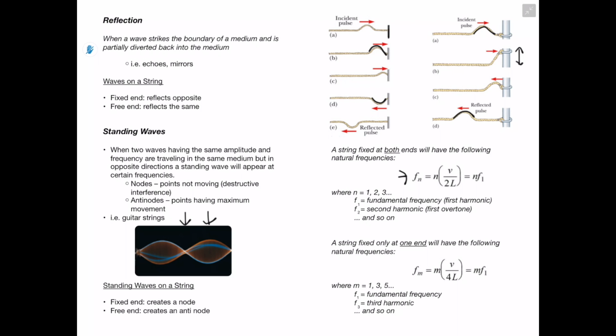And for instance, if we were to plug in 1 for n, it would give us our fundamental frequency, or our first harmonic. If we were to plug in 2, it would give us our second harmonic, also called the first overtone. And then for a string that's fixed at only one end, which isn't as common, but we still need to know what happens, we would want to use this equation here, and we would plug in values for m like 1, 3, or 5. We would want to skip our even values, and basically when we plug in 1, we're going to once again get our fundamental frequency. When we plug in 3, we would get our third harmonic, and so on.